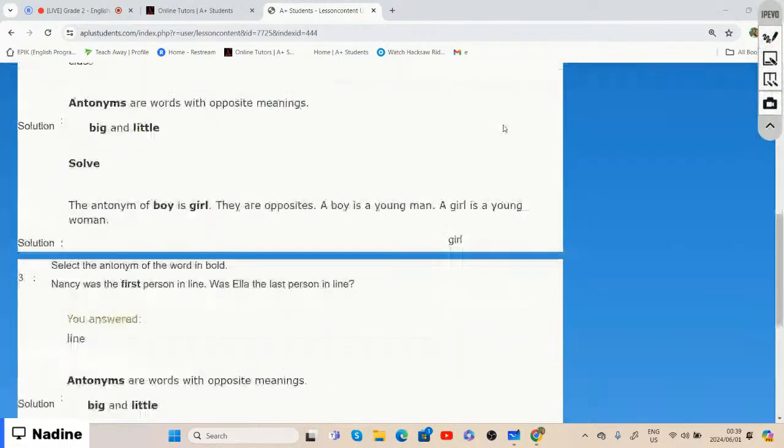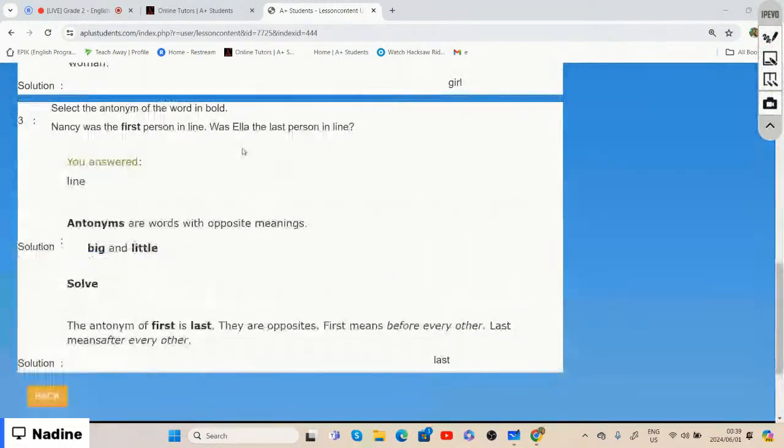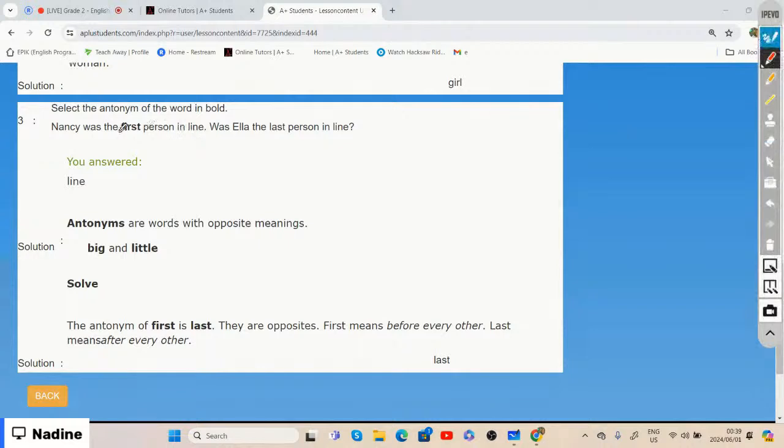All right, let's do the last one and then we're going to our test. It says Nancy was the first person in line. So Nancy was the first person in line. Was Ella the last person in line? So we need to identify the opposite of first. If someone is not first, right?